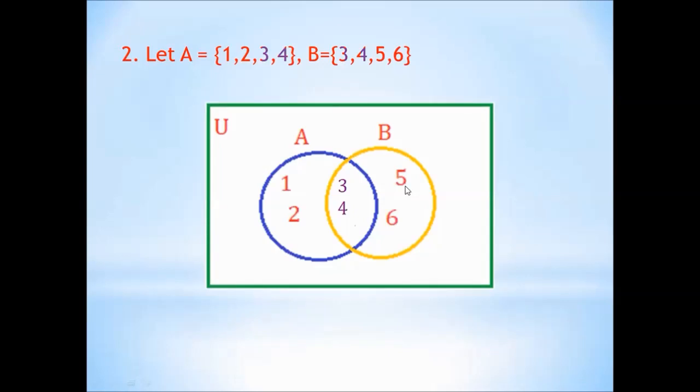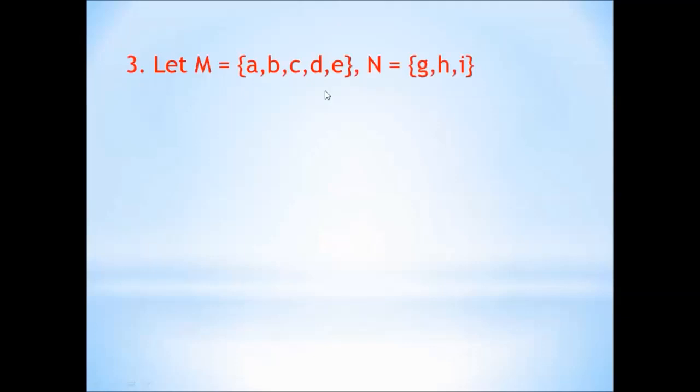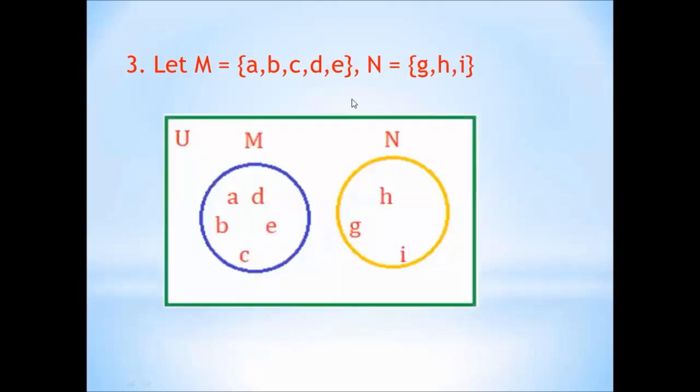Next example. Let M equal a, b, c, d, e and N equal g, h, i. Now you can see these two sets are disjoint sets. Yes, there are no common elements. So for this, you will draw the Venn diagram like this. Look, the two circles are not overlapping. They are separated and both are inside the universal set, and the universal set is represented by a rectangle.